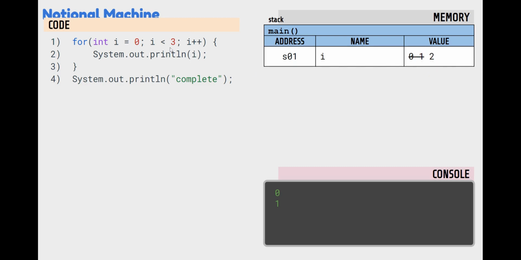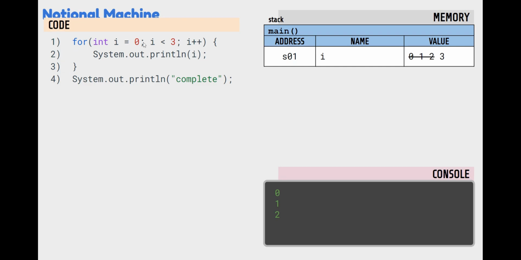We go back up to the top, we check our Boolean expression again. We are now asking if 2 is less than 3, which still evaluates to true, which means we still get to step into our loop on line 2. We're going to print out I, which currently is 2, so we'll get a 2 down here in the console. At the end of the loop on line 3, we do our update statement, I++. In stack memory, that 2 now becomes a 3.